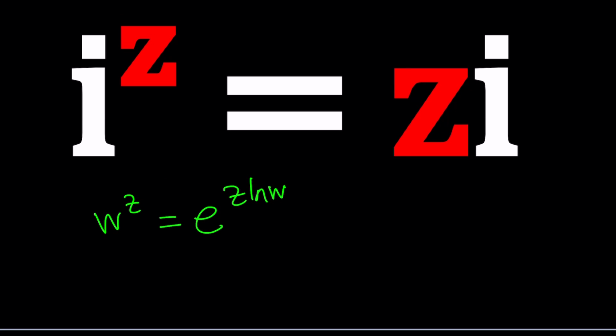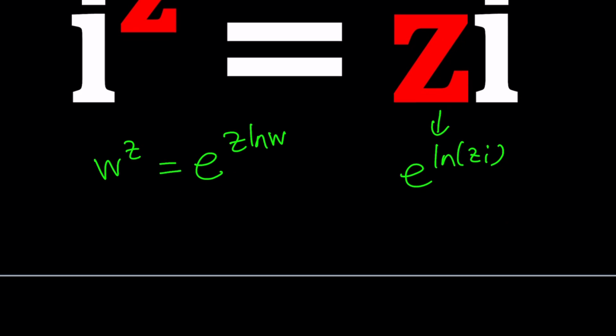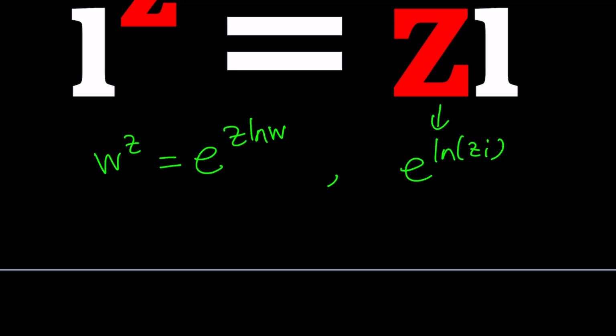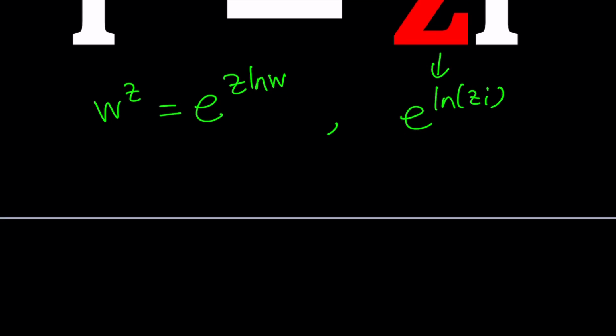So, what about the right-hand side? I have a zi. Can I write it as e to the power ln zi? Because think about it, x is e to the power ln x. That's true for real numbers. What about complex numbers? That should also be an identity, right? I think so. So now we can go ahead and set these equal to each other. Let's do it. e to the power z ln w equals e to the power ln zi.